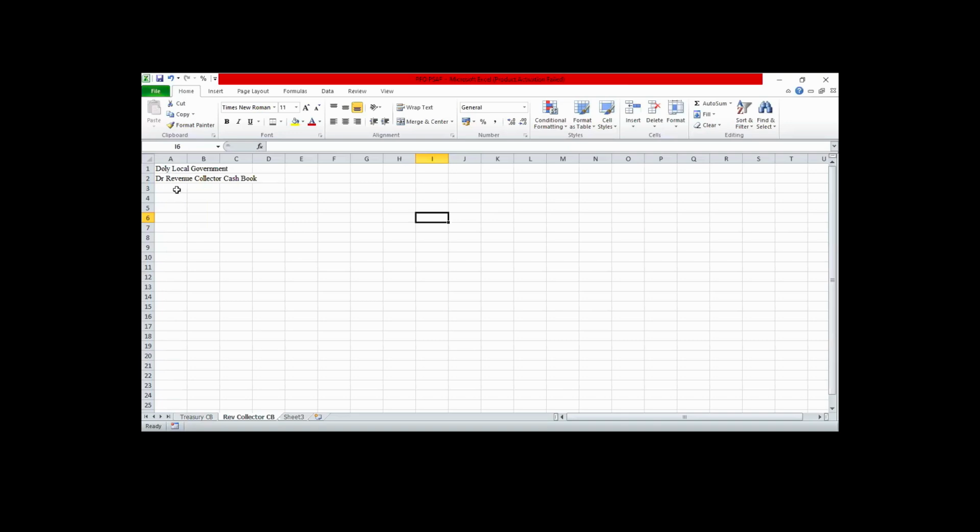Now, this one has 8 columns. We have the date. We have the treasury receipt number, the revenue receipt number. Followed by the classification into head and subhead. This one is demarcated in forms of different columns for head and for subhead. The first will be for head, the second column will be for subhead. Then the next one is amount.